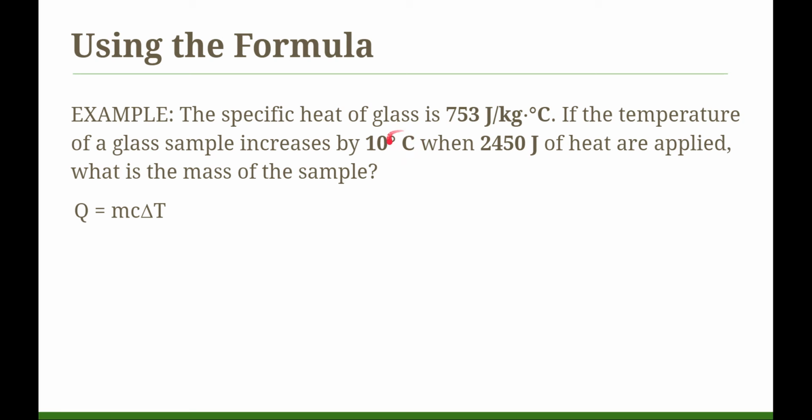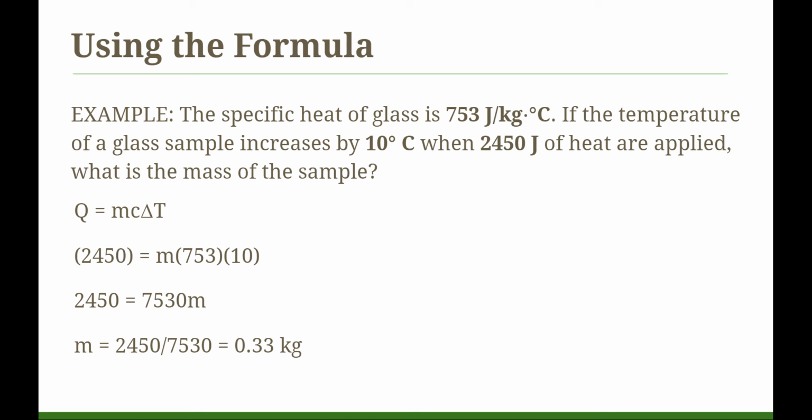Just degrees Celsius, that's going to be T, or delta T. And then the 753 joules per kilogram degree Celsius, remember these weird long units here, that's going to be specific heat, so that goes in for C. So if we substitute all that in, that's what we get. And then it's just an algebra problem from here. So take 753 times 10, that gets us 7,530. And then we just divide 2,450 by 7,530 to get mass. And then we find out the mass is 0.33 kilograms.